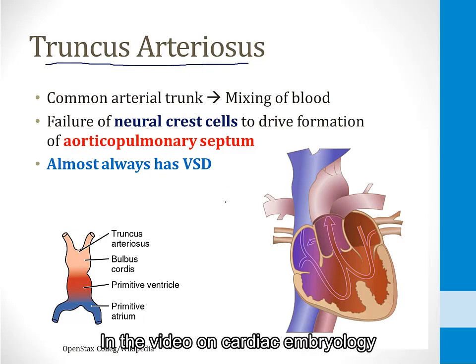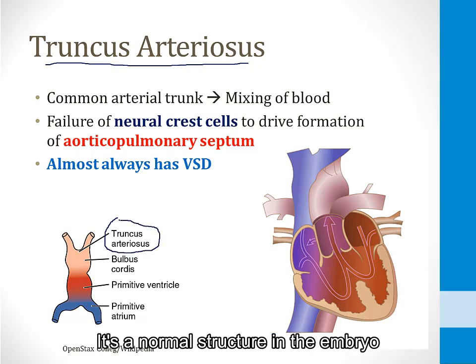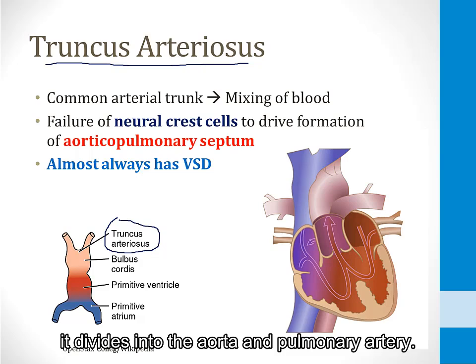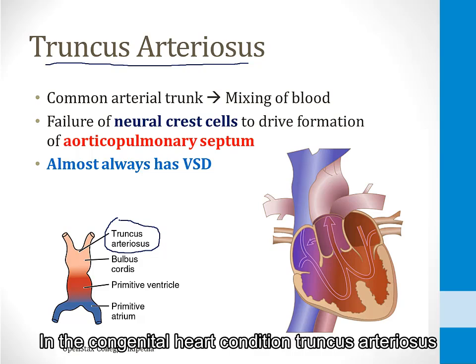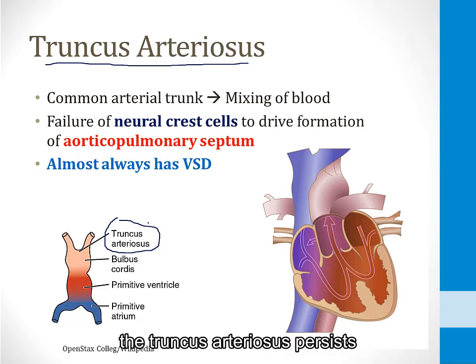All right, moving on, let's talk about the congenital heart condition truncus arteriosus. In the video on cardiac embryology, I talk about the truncus arteriosus. It's a normal structure in the embryo. It's part of the primitive heart tube, and under normal conditions, it divides into the aorta and pulmonary artery. In the congenital heart condition truncus arteriosus, the truncus arteriosus persists, and therefore the outflow of both the left and right ventricles has a common arterial trunk.